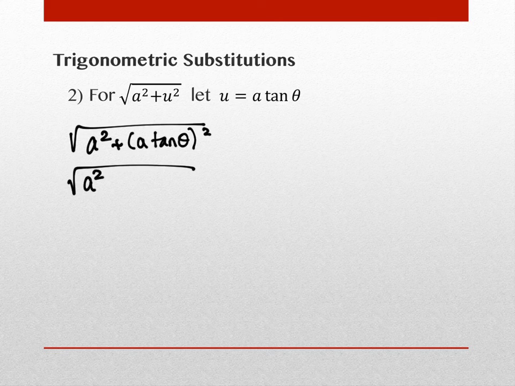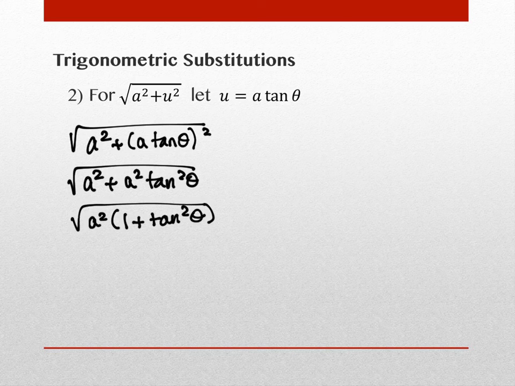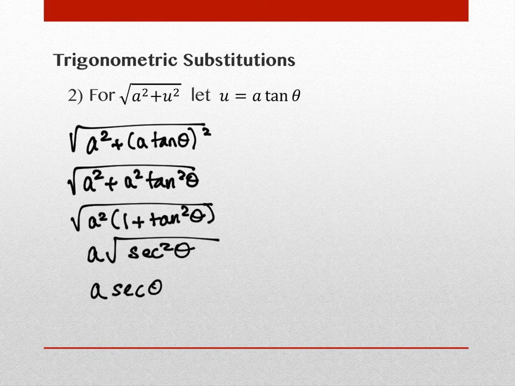If I simplify the component being squared, I can write this as a squared tangent squared of theta. Then what? Take the a squared out of those two pieces, which would leave me with 1 plus tangent squared. Then what? That's secant squared. So the square root of a squared is a, and the 1 plus tangent squared is secant squared. And what is the square root of secant squared? It is secant of theta.